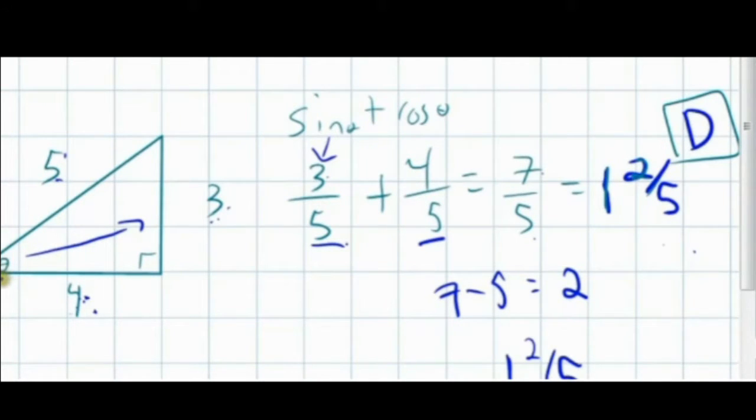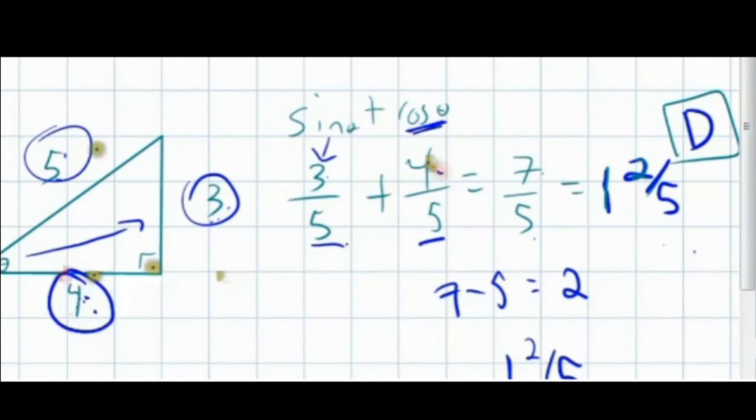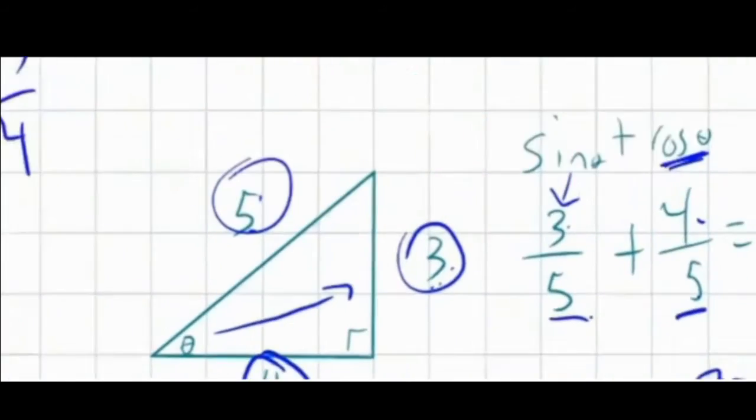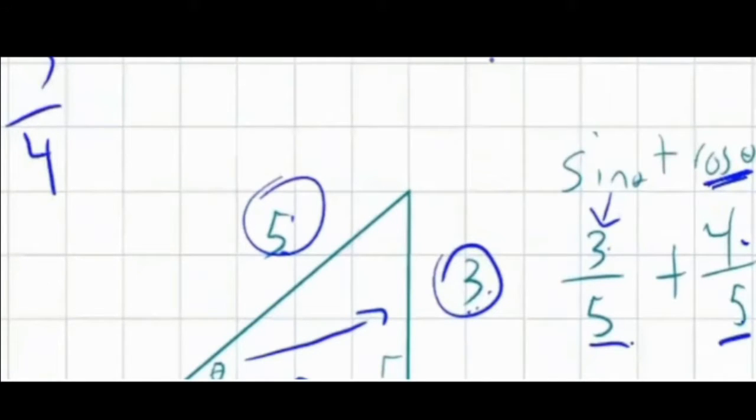Remember, sine is opposite over hypotenuse, so we're going to take the opposite, which is 3, and put it over the hypotenuse, which is 5. Then we're going to do the same thing for cosine, but cosine is adjacent over hypotenuse, so this time I'm going to pay attention to the 4 over the hypotenuse, which is 5. They have a common denominator, so you can easily add them to 7/5, and then you're going to reduce to 1 2/5, because 5 goes into 7 once, but it leaves you with 2 left over, so 1 2/5, and your option D is going to be your answer.